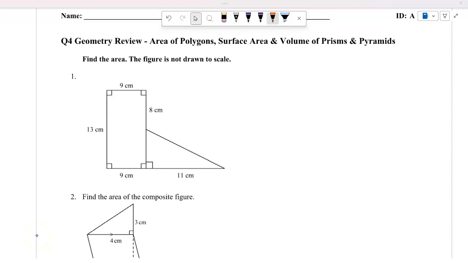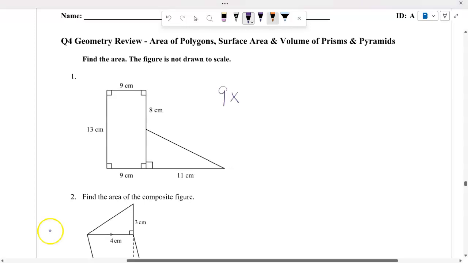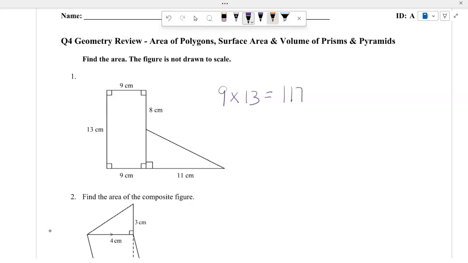This is a review for the geometry test. So it says number one, find the area of the composite figure. So I'm going to find the area of the rectangle, which is 9 times 13, which gives you 117 centimeters squared. This right here is a triangle. We know that from here to here is 8. So this has to be 5.